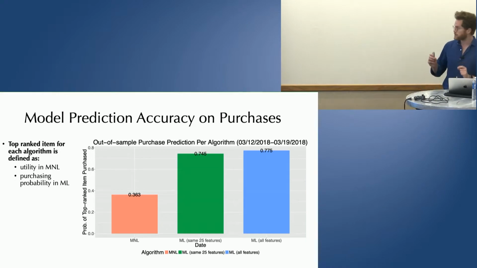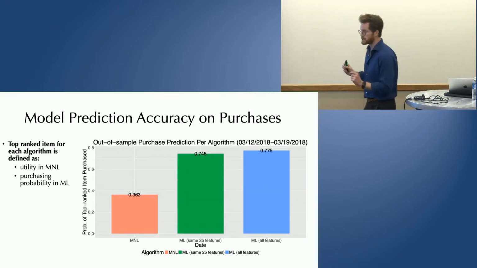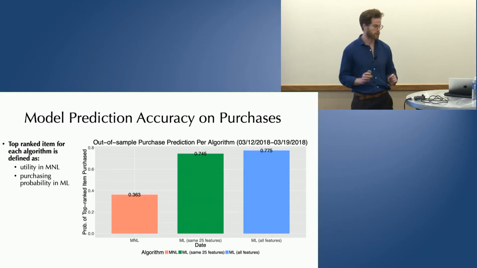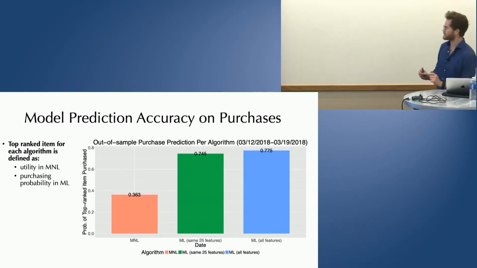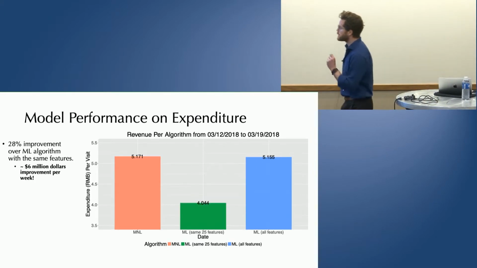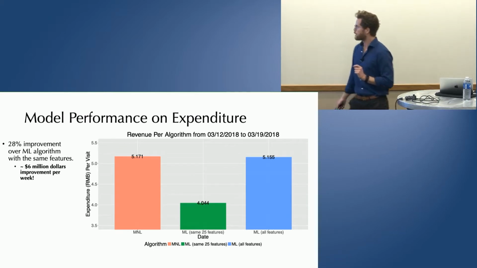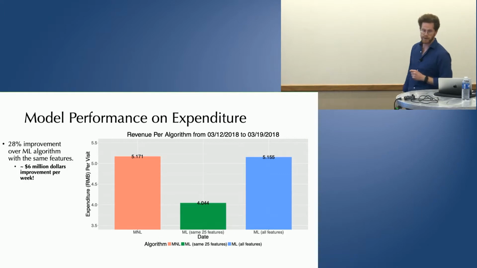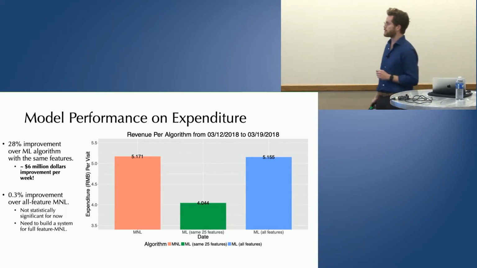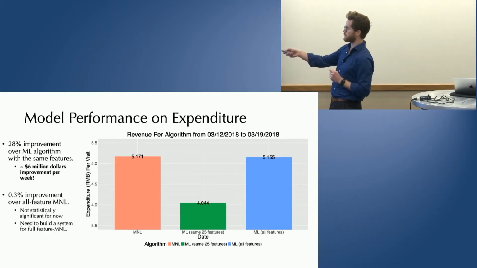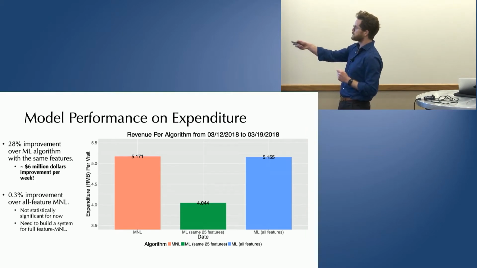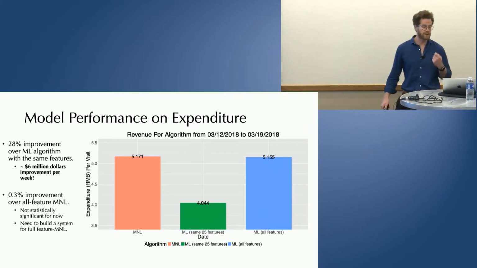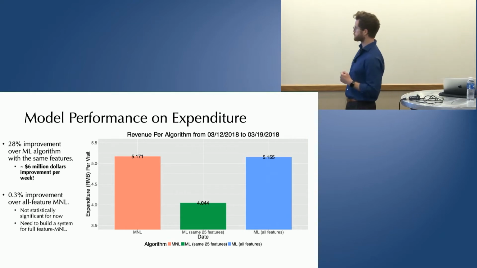But then the underlying question is, do more accurate predictions guarantee that we're going to show more profitable assortments? And the answer is no. So here's the revenue per customer. The MNL gives us a 28% improvement over the apples-to-apples 25 feature comparison, and even does a little better than the full feature. That one's not statistically significant. But with the apples to apples, we see a 28% improvement, which is equivalent to $6 million per week.